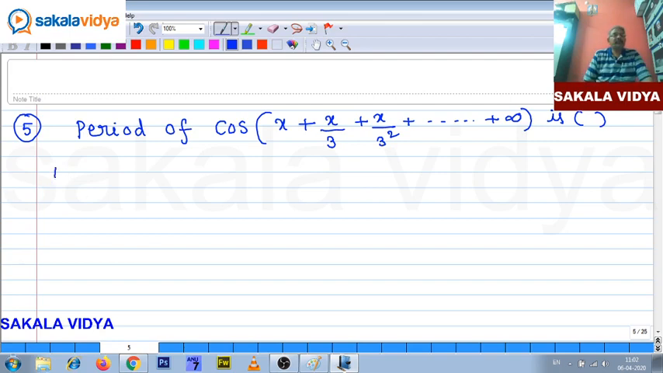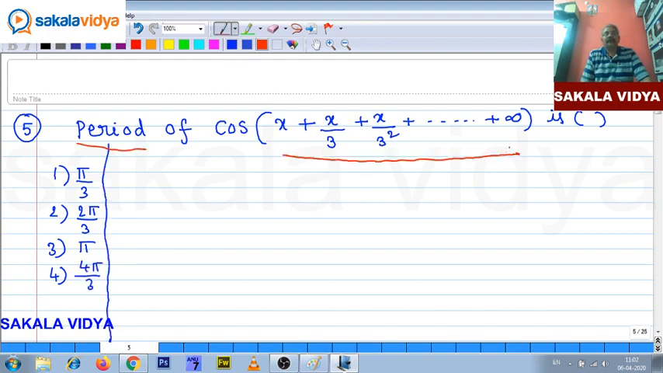So first option is pi by 3. Second option is 2 pi by 3. Third option is pi. Fourth option is 4 pi by 3. So now here, first let us find out this value. We need to evaluate it: x plus x by 3 plus x by 3 square and so on to infinity.